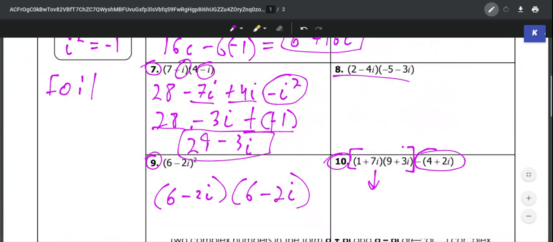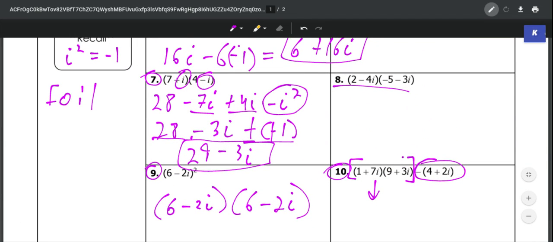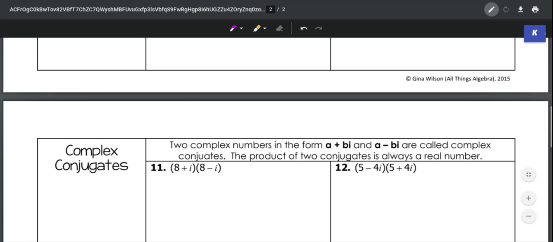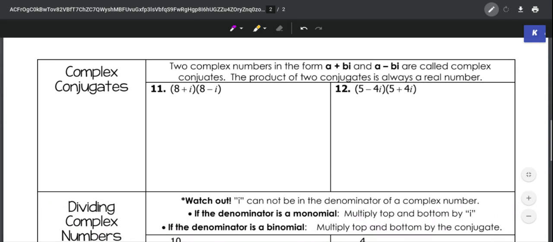So that directly brings us to the next part of what we'll do with complex numbers. And that is something called the complex conjugate. Now, the complex conjugate is just the opposite sign of whatever complex number you have. So the general form would be a plus bi. The complex conjugate of that would be a minus bi. Or if you look at 11, we've got 8 plus I. The complex conjugate would be 8 minus I. So pretty much it's just flipping the sign.